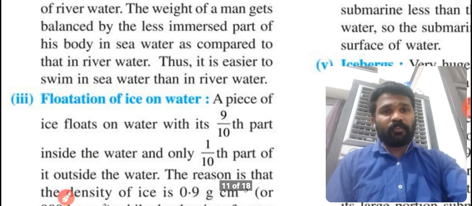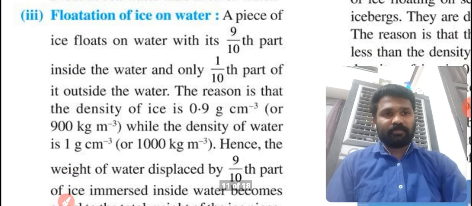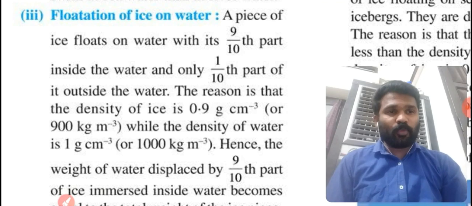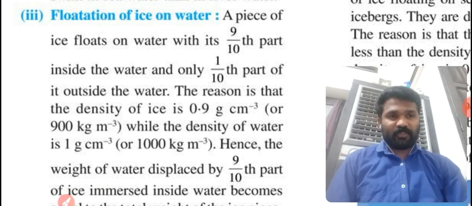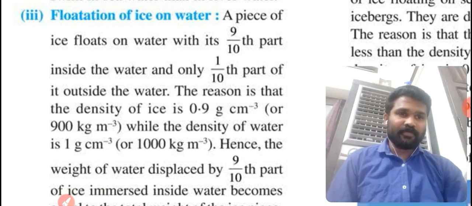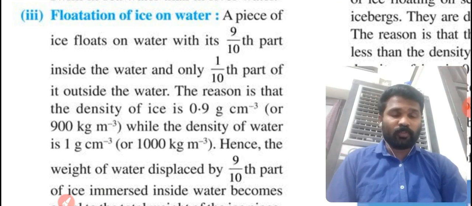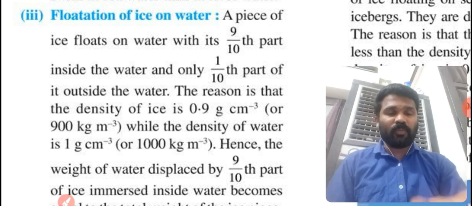Now, flotation of ice on water. Keep some ice cubes in water. What will happen to it? Have you seen or observed this at any time? The ice cubes will float on water.